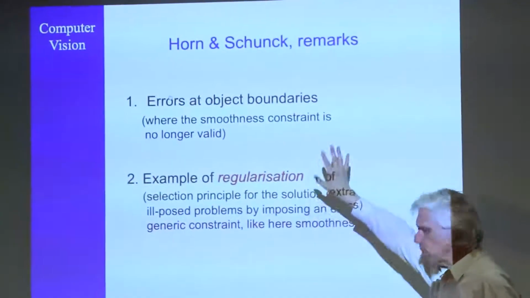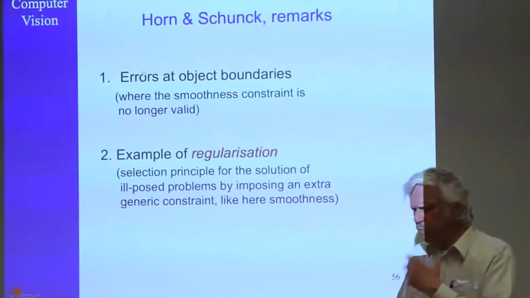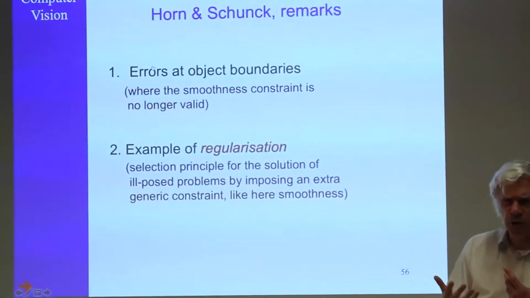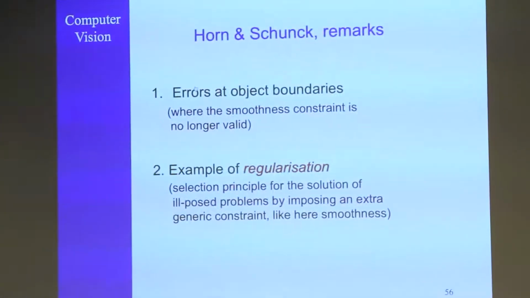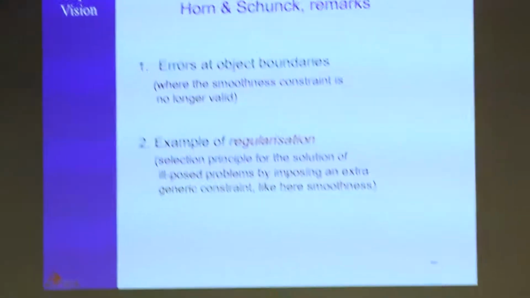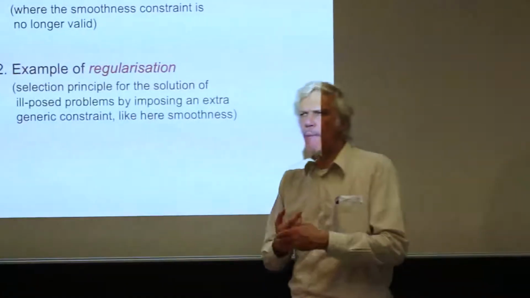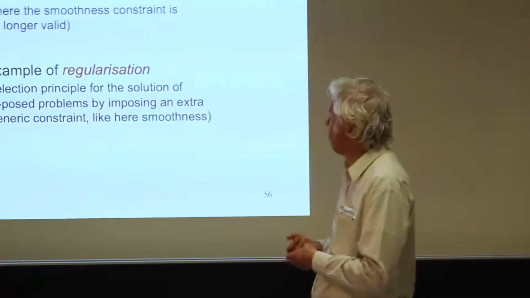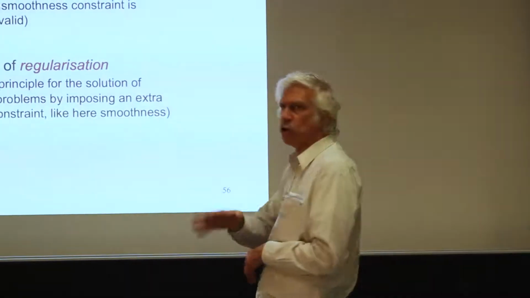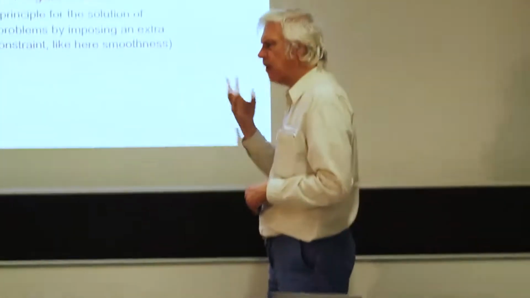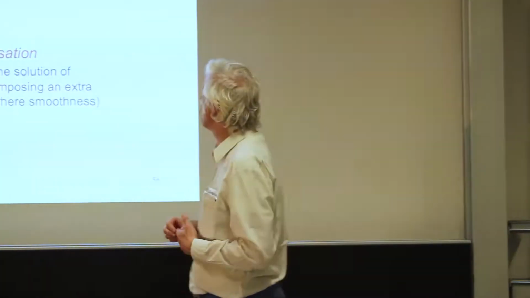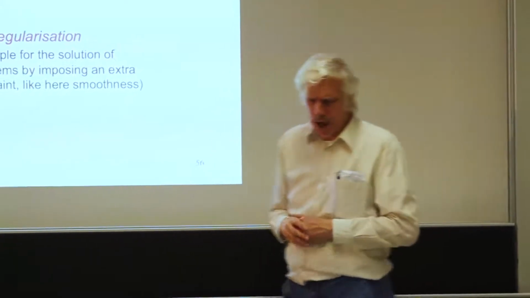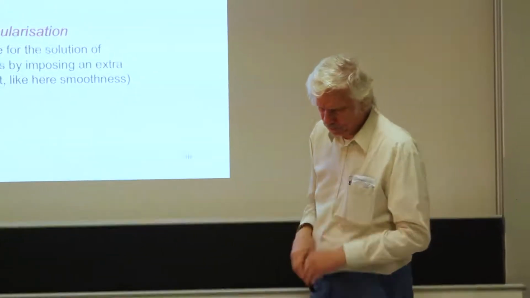Also, this entire way of operating with the smoothness constraint, with this regularizer, this is an example of regularization, as we call it. It's a way of turning an ill-posed problem into a mathematically well-posed problem. And this is just an example, but it is applied on multiple occasions in computer vision for different kinds of problems.